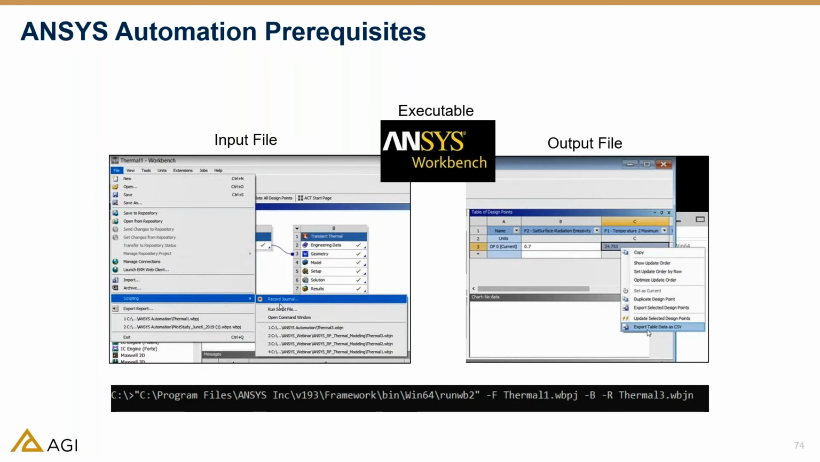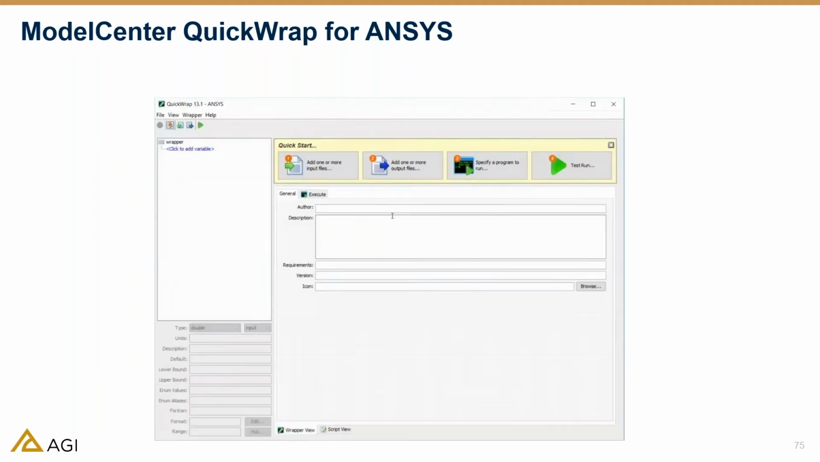And just as we said previously, we need to know how to run this from a batch mode. In this case, we have a simple command here of how to run ANSYS. We have the run workbench executable, a couple commands pointing to the project, and a couple arguments pointing to the journal file, which was that input file. So moving forward with that, we're going to show how we're going to integrate ANSYS into ModelCenter.